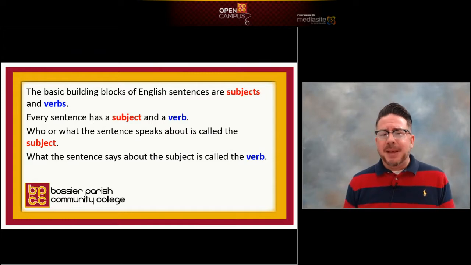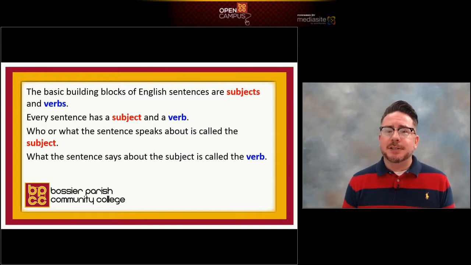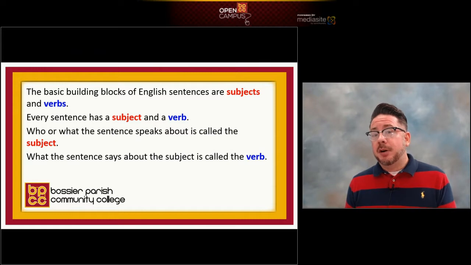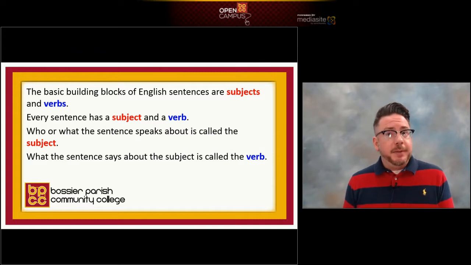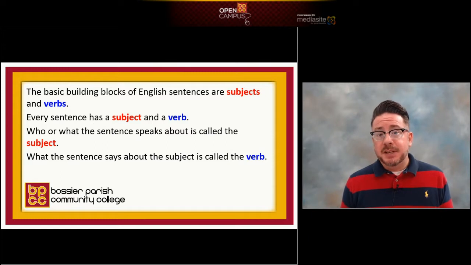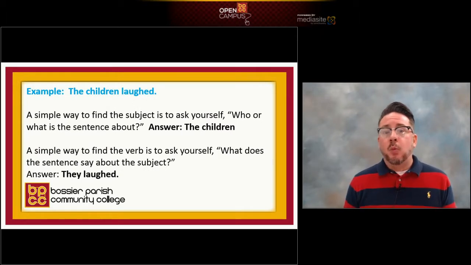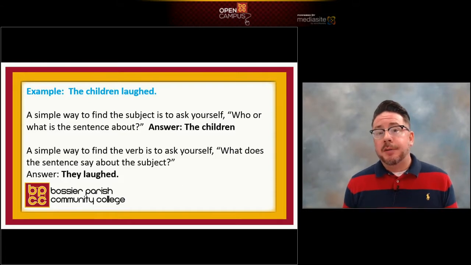Now, the very basic building blocks of English sentences are subjects and verbs. It's a very useful skill to be able to easily identify the subject and verb in a sentence. The next sections that we talk about, fragments and run-ons, it's going to be crucial that you can quickly identify the subject and verb of a sentence in order to identify a fragment or a run-on. Now, every sentence has a subject and a verb. If it's missing one or the other, it's what we call a fragment.